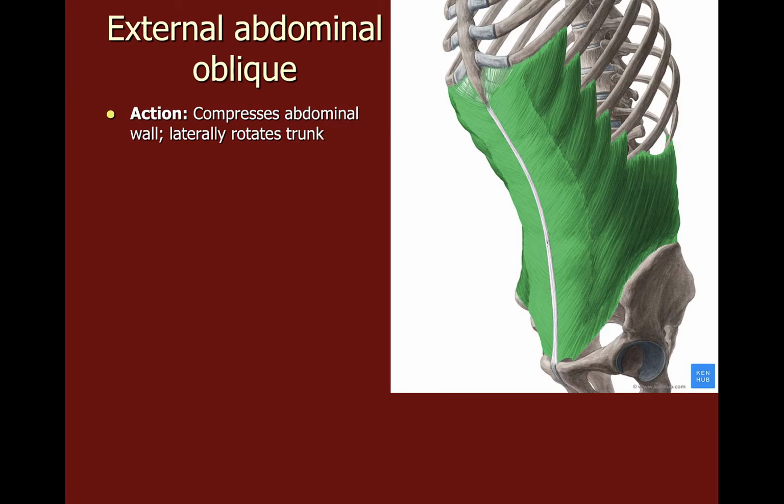Our first muscle, we'll start with our obliques. So our external abdominal oblique, this is the most superficial of those 3, is going to compress our abdominal wall and laterally rotate our trunk. The other thing to note is the direction of these fibers come down, and on both sides they kind of make a V all the way down this linea alba.